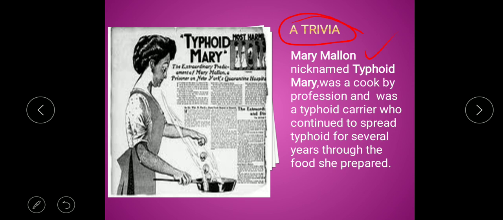So Mary Mallon was a cook. Her nickname was Typhoid Mary. By profession, she was a cook and was a typhoid carrier, because she was carrying the typhoid disease for several years, spreading the typhoid through the food she prepared.